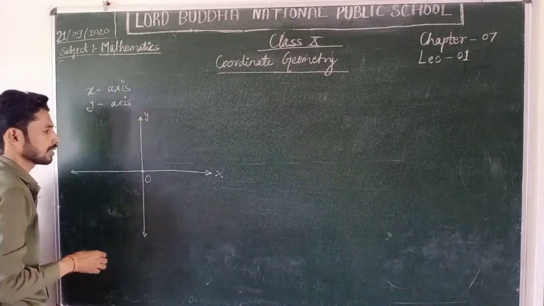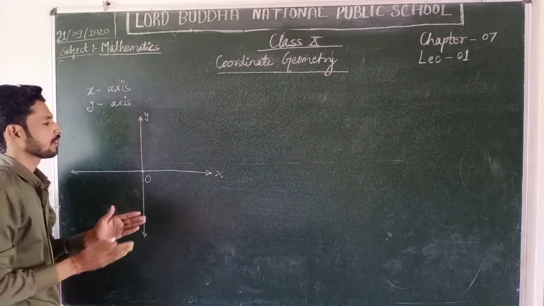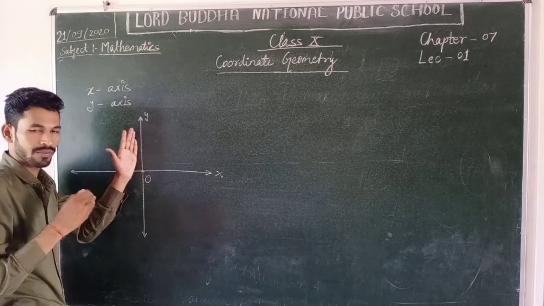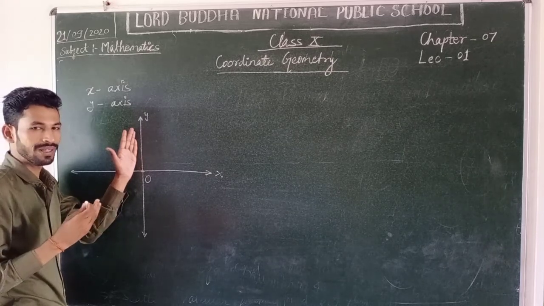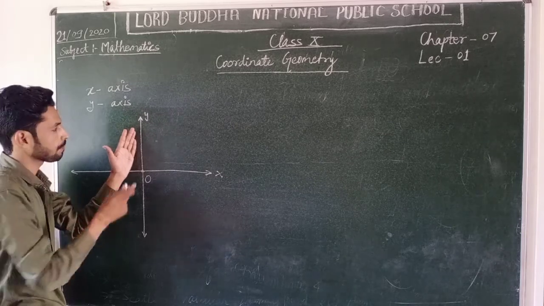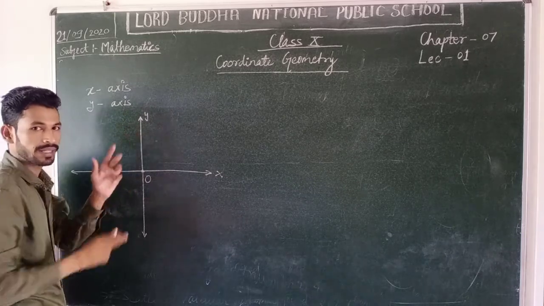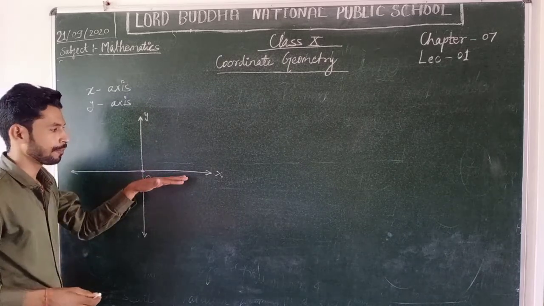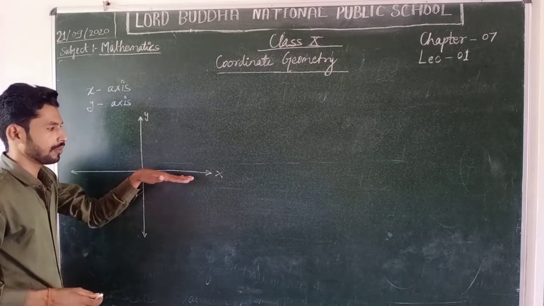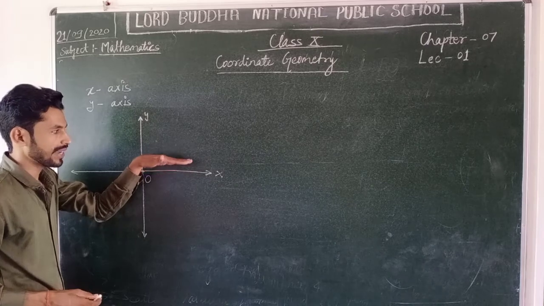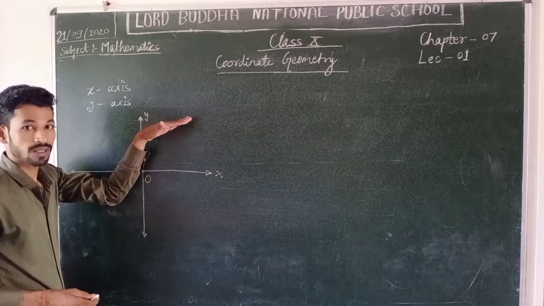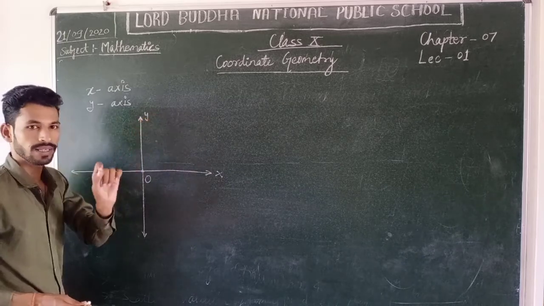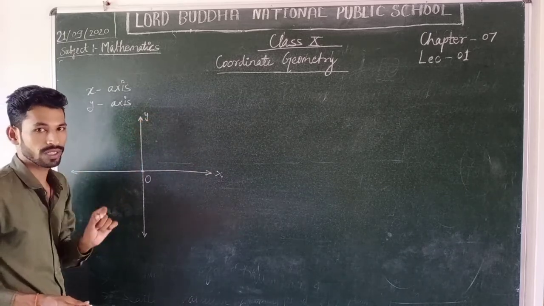Now, if we travel some distance from the y-axis, then that will be the x coordinate, and if we go away from the x-axis, then that will be the y coordinate.